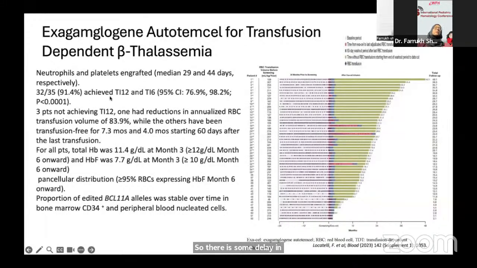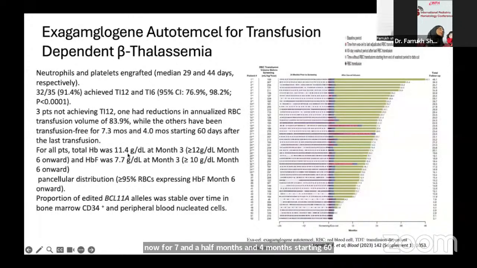91% of patients actually achieved transfusion independence for a period of 12 months or longer. 3 patients did not become transfusion independent. 1 has had a significant reduction in the annualized transfusion volumes of about 83%, while the other 2 patients have been transfusion-free now for 7.5 months and 4 months, starting 60 days after the last transfusion.